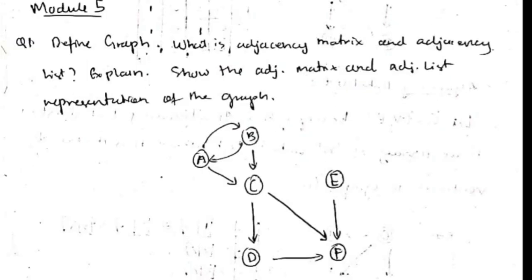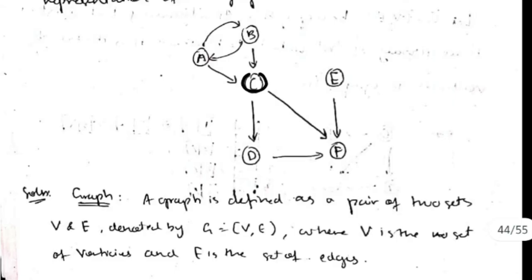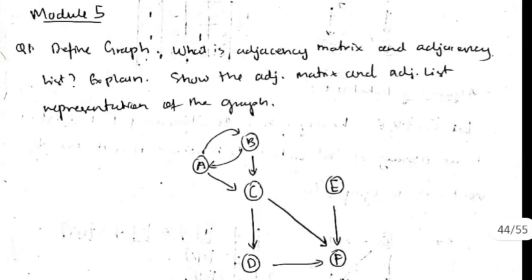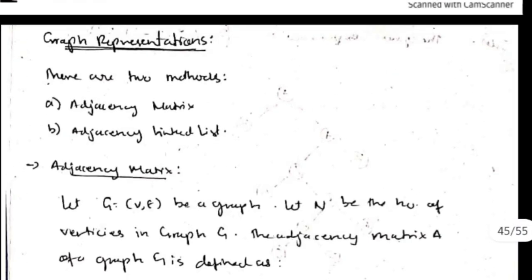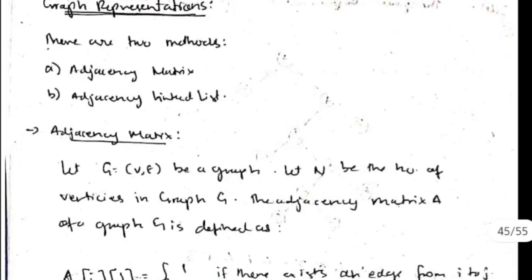In this question we have been asked to define what is a graph. A graph is nothing but a combination of nodes, which are vertices, and the edges. So that's known as a graph. And what is adjacency matrix and adjacency list? Each graph can be represented by using two methods, the first one being adjacency matrix.